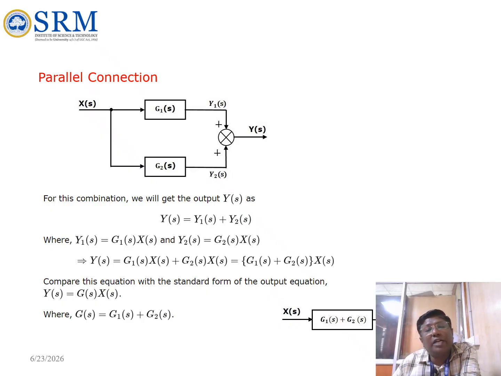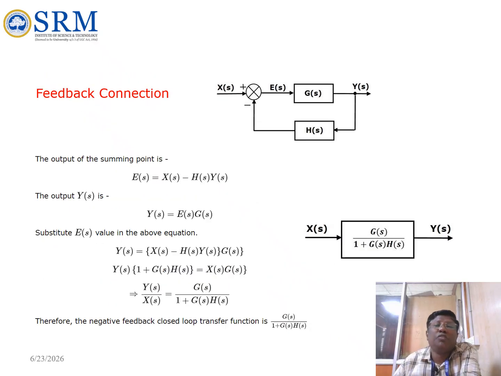So we are calculating the Y1 of s and Y2 of s. By substituting these equations in this equation, we are substituting G1 of s and G2 of s, and rearranging this equation. We will be getting G1 of s plus G2 of s into X of s. So the final Y of s, with this term combined as G of s, G of s is nothing but G1 of s plus G2 of s. So this equation is reconverted as X of s into G1 of s plus G2 of s equal to Y of s.